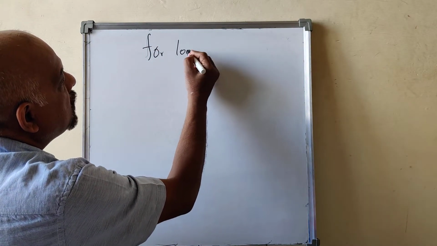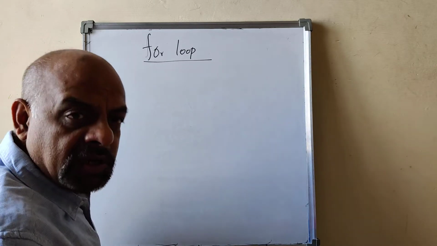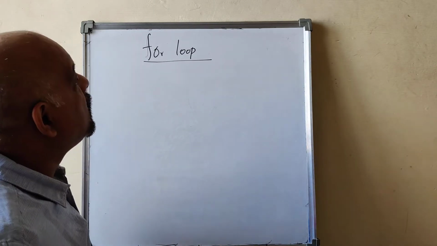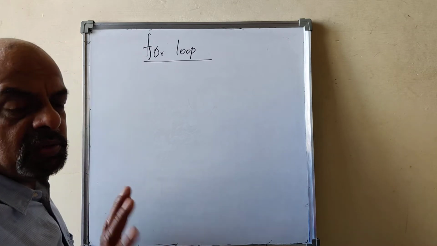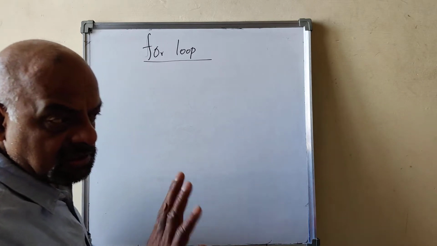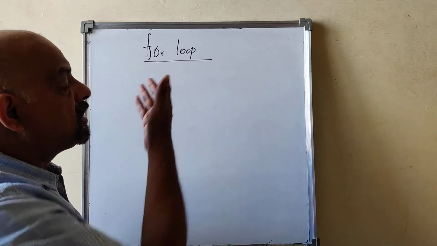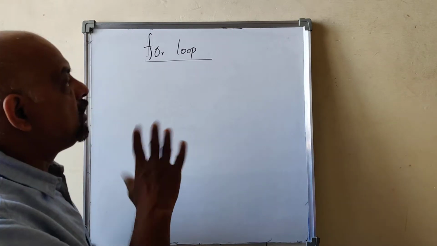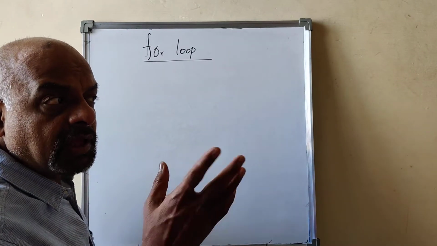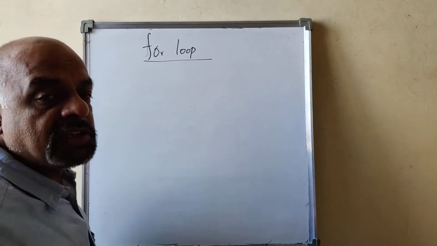The for loop is a looping, iterative control structure. We have three types of looping iterative control statements: while loop, do while, and the for loop. What is the difference? While and do while are called non-definite loops, and the for loop is a definite loop.